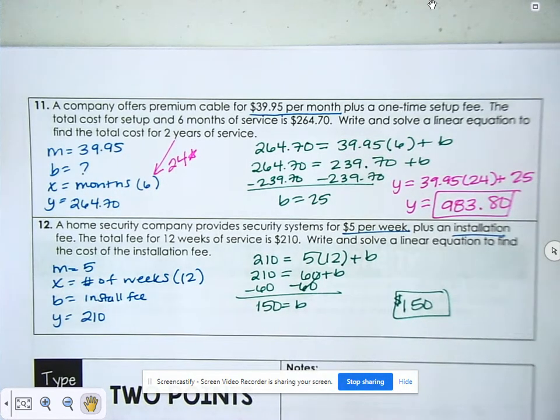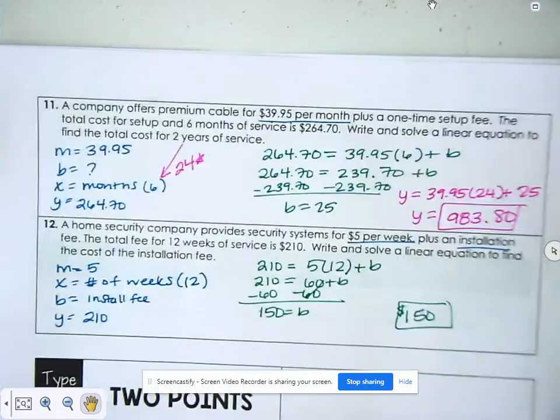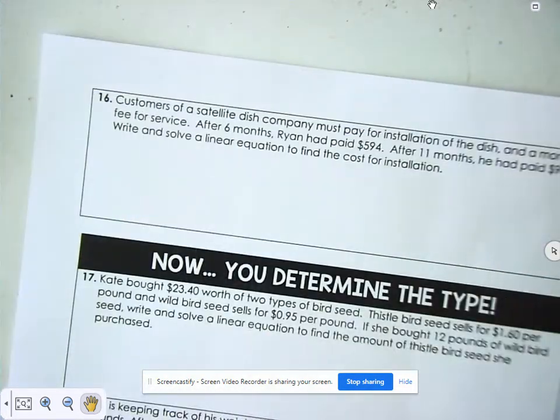All right, now I did tell you in class when we first started these, we're not going to do 13, 14, 15, and 16. We're not doing the 2 points at all, so we will skip all of those.